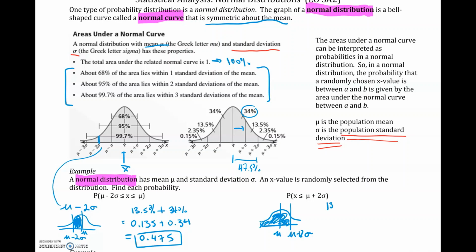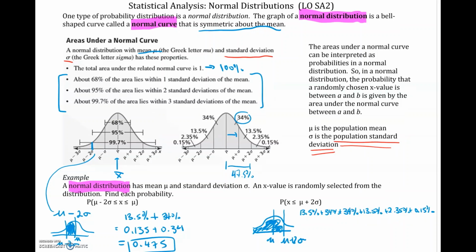So that's your 13.5%, 34%, another 34%, 13.5%, 2.35%, and 0.15%. And let me actually rewrite that so it's a little bit neater, and then we'll just add up our decimal values. There you go. Slightly neater, but fit it all in. So we're just basically adding all of that.